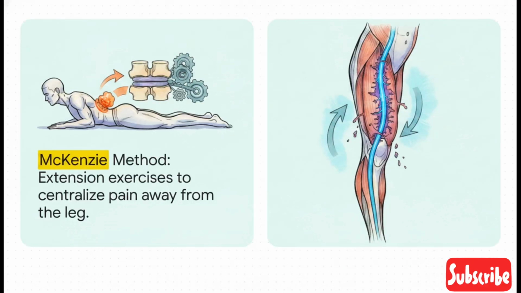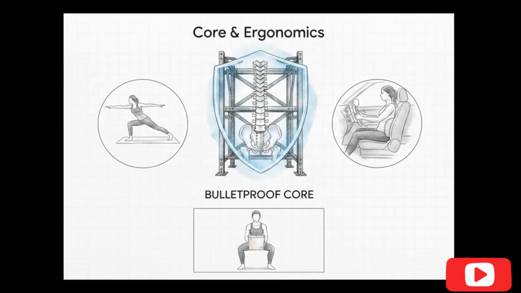So, how do physical therapists actually treat this? Well, they use some really highly specific, evidence-based mechanical tools. Over on the left, you see the McKenzie method. This uses extension exercises to physically push the herniated disc material away from the nerve. The goal is to centralize the pain, bringing it out of the leg and back up to the spine. On the right, we have neural mobilization, or nerve flossing. This uses targeted movements to physically free up the sciatic nerve from any sticky, inflamed tissue so it can glide smoothly again.